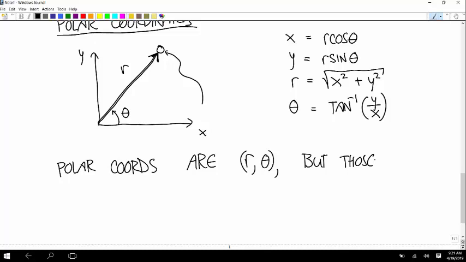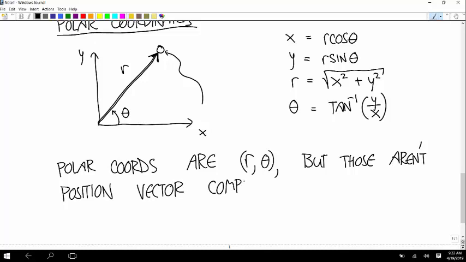But those aren't vector components. There's no coordinate system that you can set up, no orthogonal coordinate system like we're used to, where r theta is a pair of vector components. Those aren't position vector components. So if we're going to do dynamics calculations involving polar coordinates, we have to set up a coordinate system and come up with a position vector, not just coordinates like this.